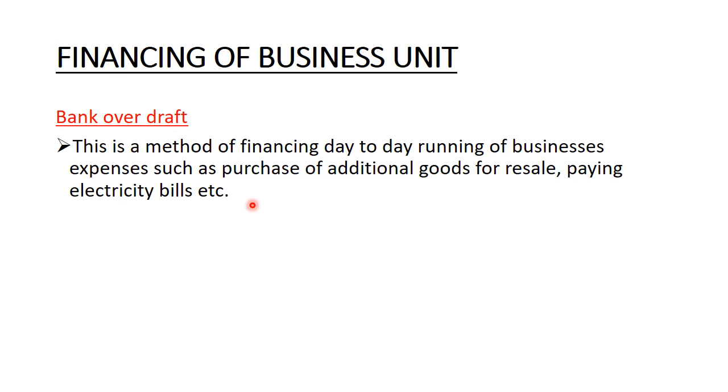For example, hire purchase is only for durable goods. Trade credit is for goods meant for resale. Bank overdraft is for financing day-to-day running of businesses such as electricity bills. It's very important to know that. That's how you'll be able to distinguish the different types or methods of financing business units.